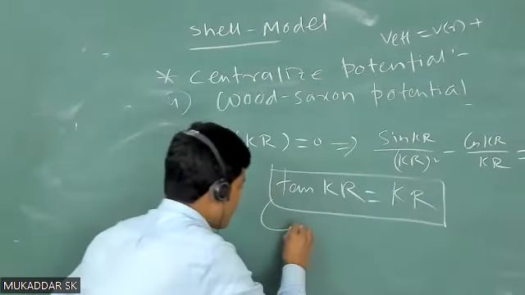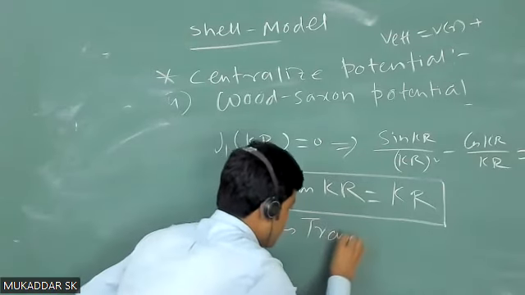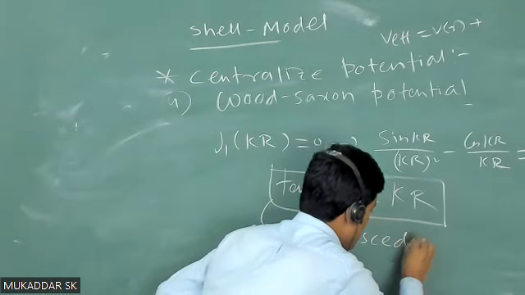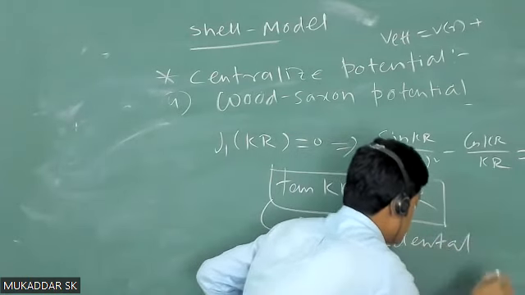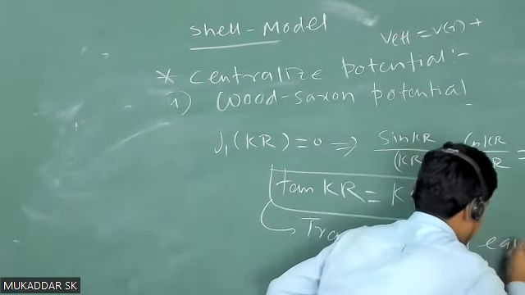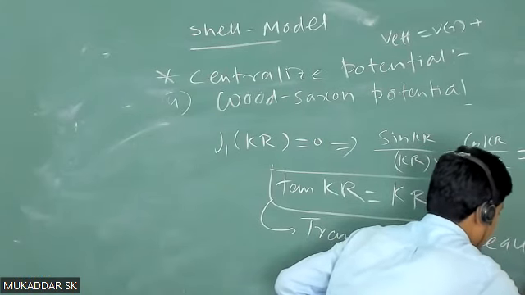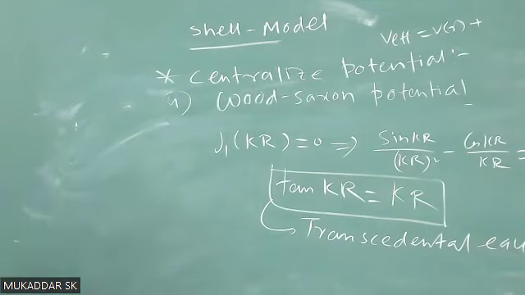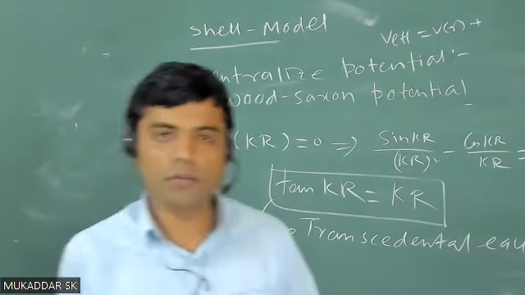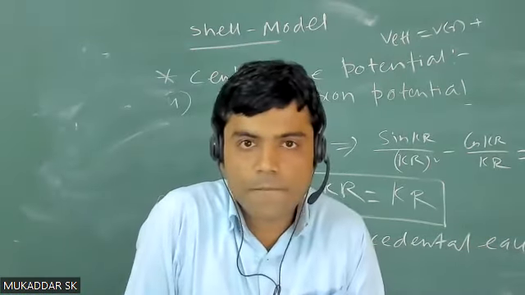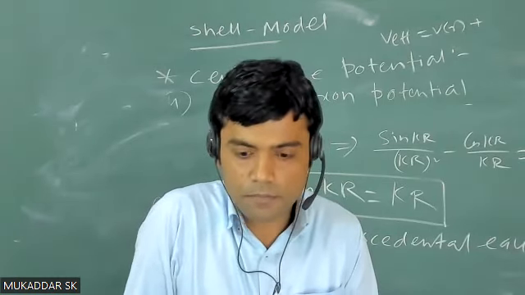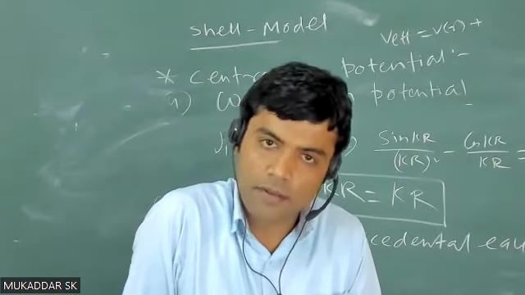And this is called a transcendental equation. Tan kr equals to kr. This kind of equation you got. Where have you got this kind of equation? Somewhere you have learned this kind of equation. Yes, sir. Where? Financial. Exactly.